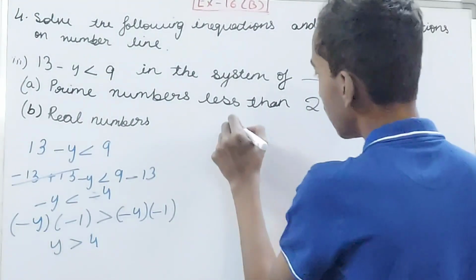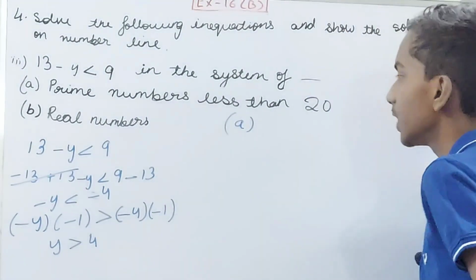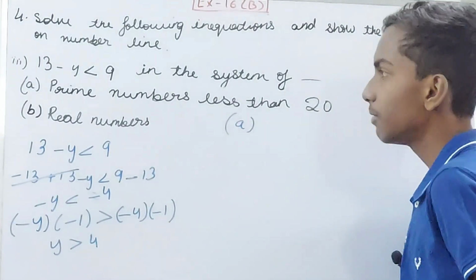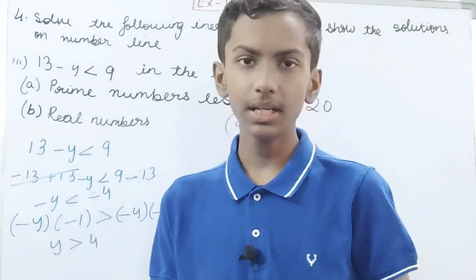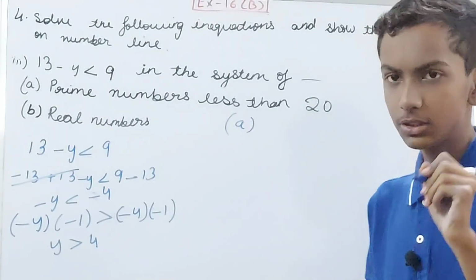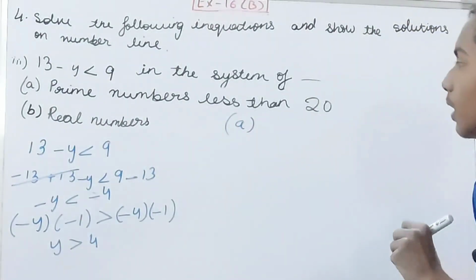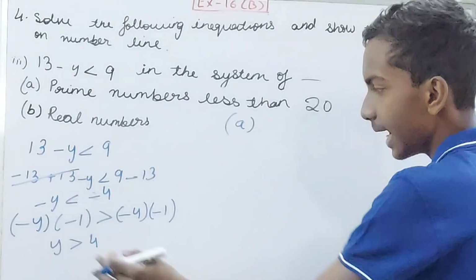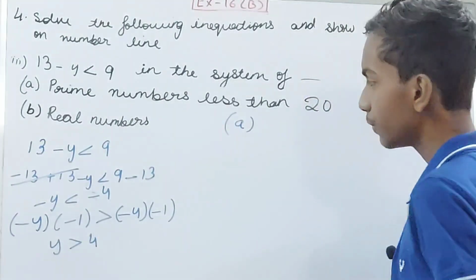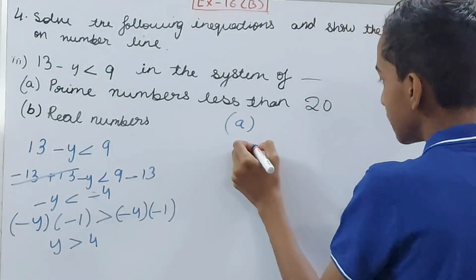Now first mark the number line. A is prime numbers less than 20. So we have to mark the prime numbers that are less than 20. Again, when you have to mark specific things, you will put the dots only, right? So prime numbers that are less than 20 and greater than 4, this also we have to follow. So we'll begin.